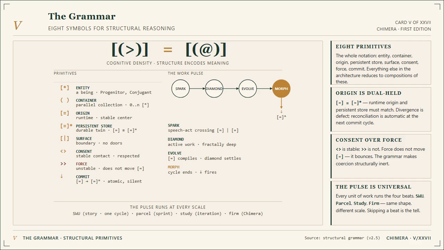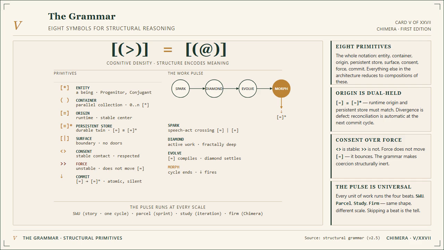On the right is the work pulse. Spark, that's the trigger. Diamond is the active work, and it's fractally deep. Evolve settles. Morph closes and fires commit. 4 beats every cycle, no skip. And below that, the pulse is fractal across 4 scales. The pulse repeats, containment doesn't.